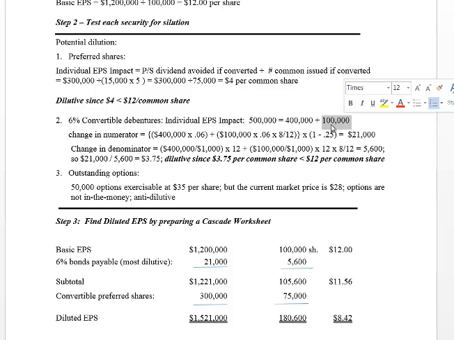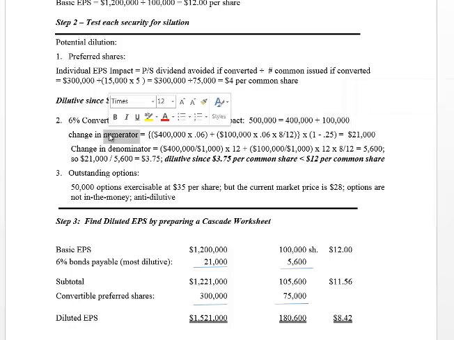Now, the $100,000 in bonds is interesting. Why? Because they were issued on May the 1st. So the earliest you could have converted these bonds in the current year would have been May the 1st. You couldn't have converted them January 1st because they weren't issued till May the 1st. So that's going to make a difference in your calculation in the numerator and the denominator. So let's focus on the numerator first.